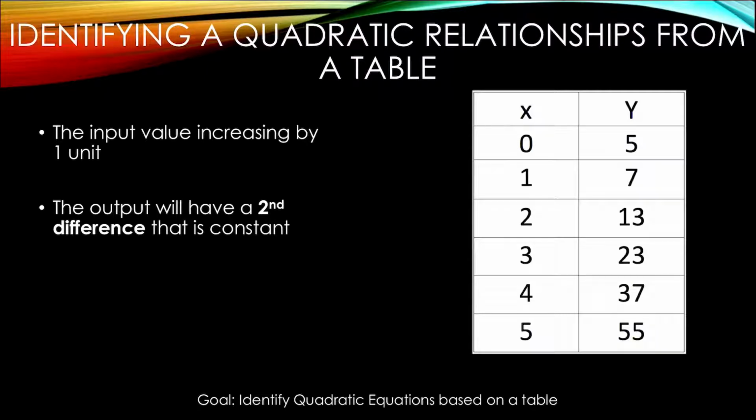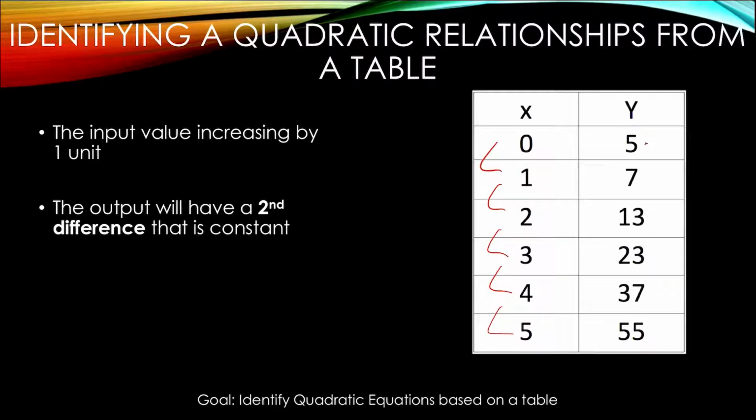Now let's learn about how to identify a quadratic relationship from a table. Same basic steps are going to apply. I'm going to check for my input value. Yep, I'm adding 1 each time. We're solid. The next thing is I'm always going to check for a linear relationship and an exponential, and then I'll check for my quadratic. Okay, so 5 to 7, 7 to 13, well, it's not linear, I can see that. Exponential, probably not. So we need to find something called the second difference.